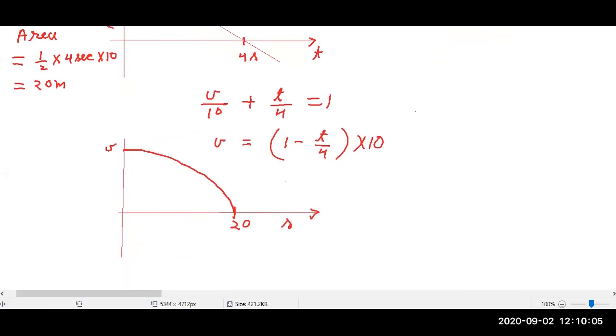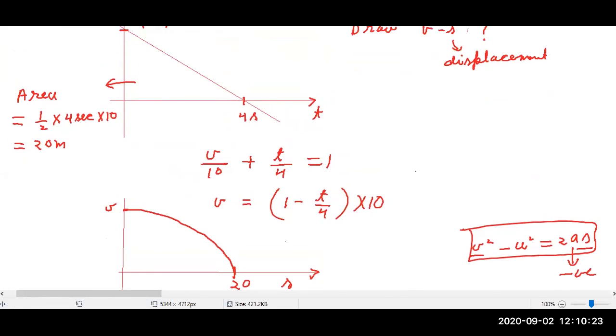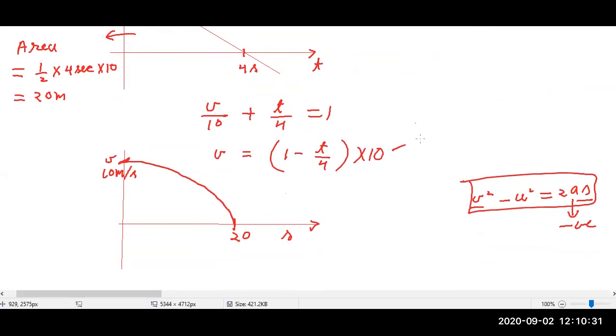So that's why the relation will be v square minus u square equal to 2as. This kind of relation can be used, and a will be negative. So there is a square relation, so it will be somewhat curved like this. And it will start with v equal to 10. So this is the equation we can draw, or we could solve it and find the exact graph also.